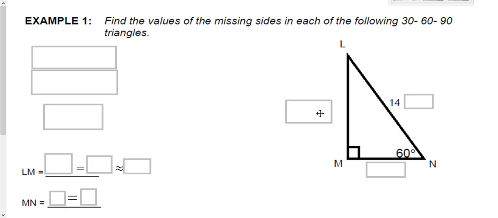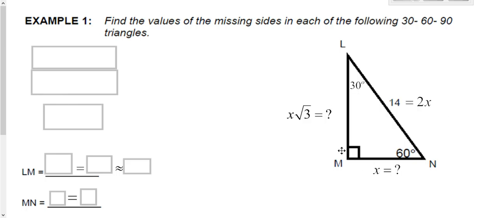Here's this first example. We're going to find these two missing sides. We know this hypotenuse is 14. So our first step is to label. I told you that we got the 90, we got the 60, so this must be the 30 right here. You can put that in. So then opposite the 30 is x. We don't know what it is yet. Opposite the 60 over here is x times the square root of 3. And over here, the hypotenuse is 2x.